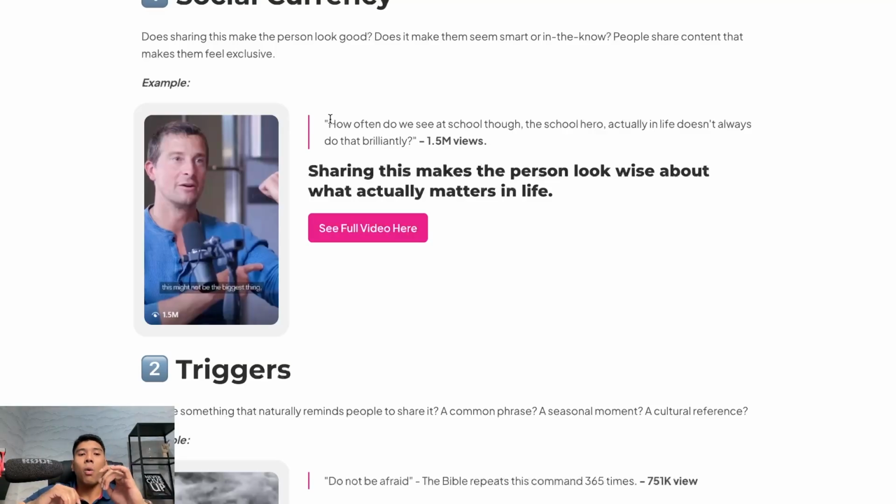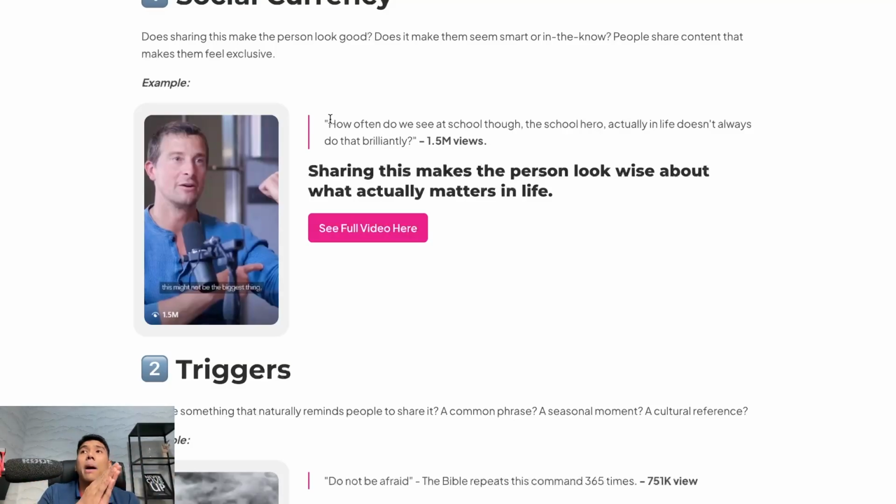But what made this successful was that sharing this makes the person look wise. And my initial thought when making this hook was people that actually relate to this, so they weren't good at school and they ended up being rich, being successful, they would want to share this on their story. They would want to repost this. They would want to like this because they relate to it, and it makes them seem wise. Oh, even though I didn't do good at school, I still became successful.